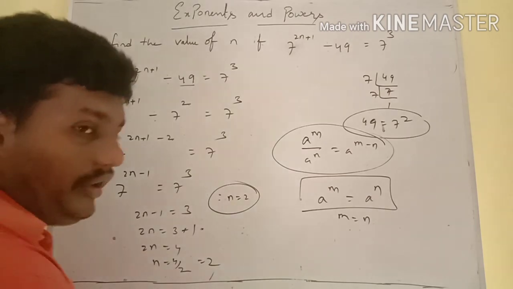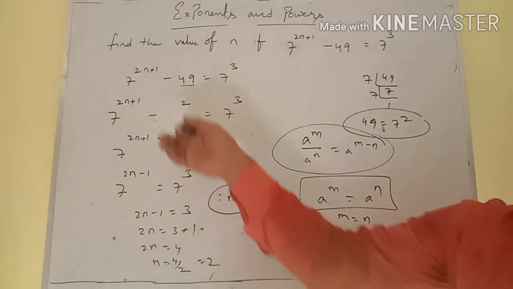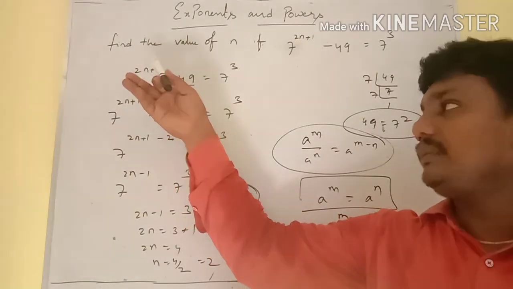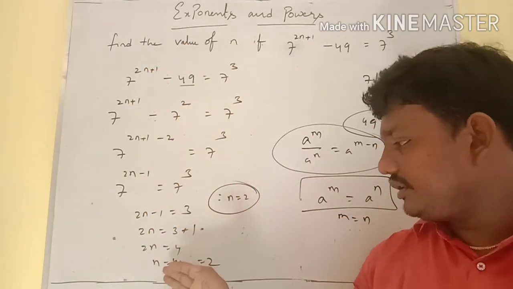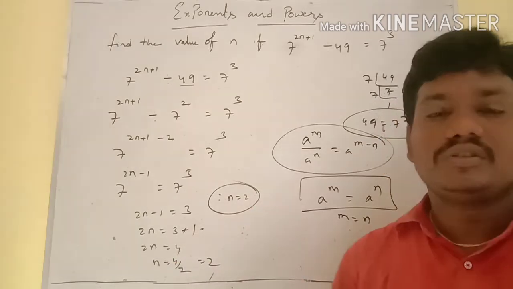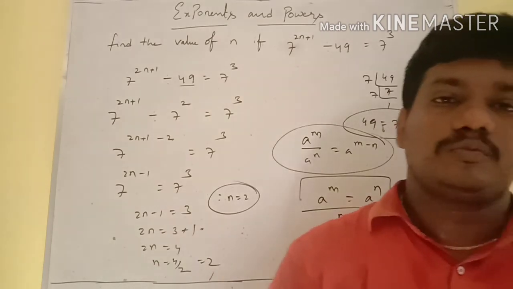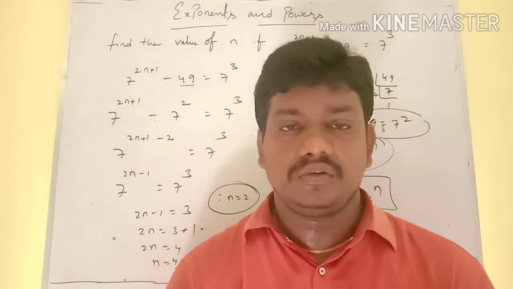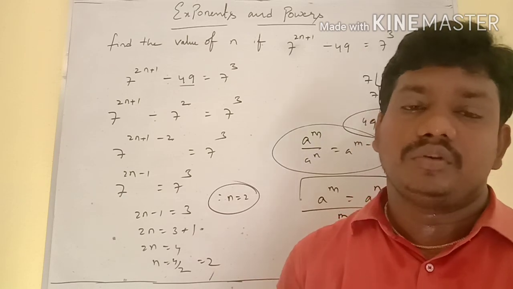Like this we have to find exponent values. If a variable takes place in the exponent, you have to find the exponential value like this. This is equal to n. So I hope students you are clear in the concept of exponents. If you have any doubts while writing exponential forms, you can ask me later.